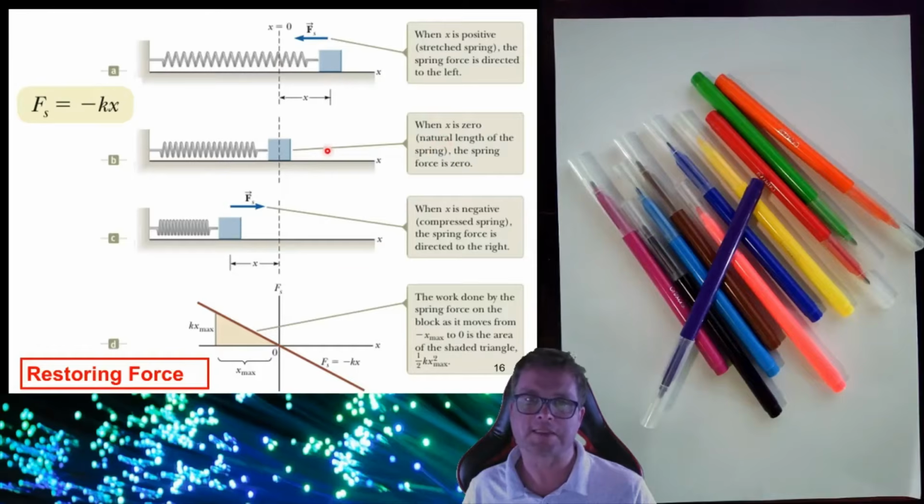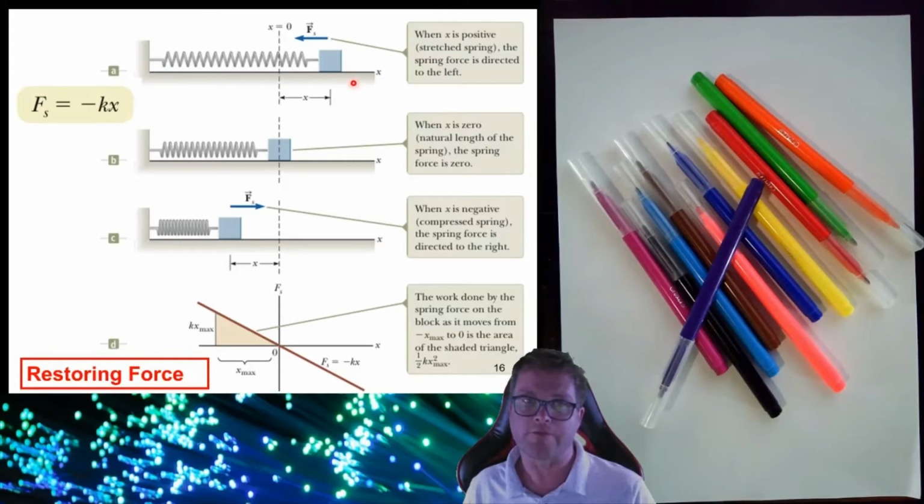When x is 0, the block has returned to its natural position. The force in this case is 0. There's going to be no force on the block, and you can see that by substituting 0 in there, then you get Fs is equal to 0.